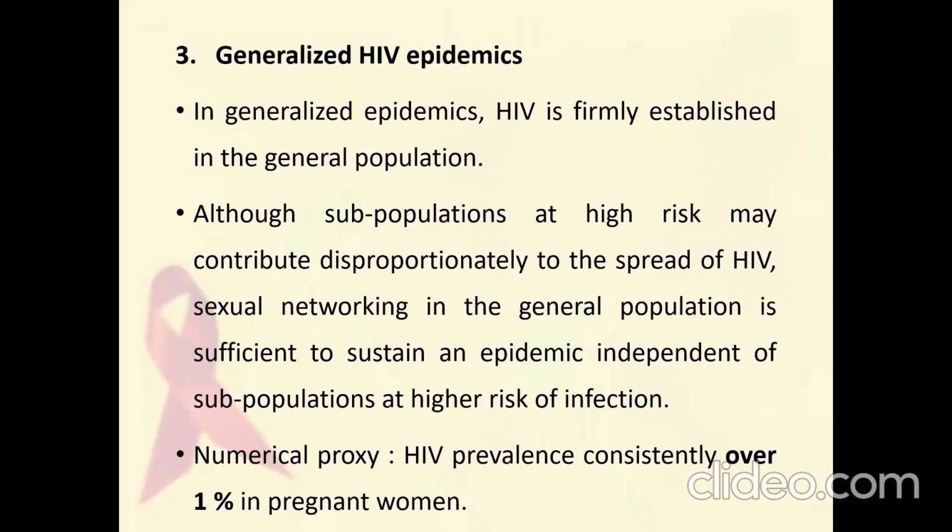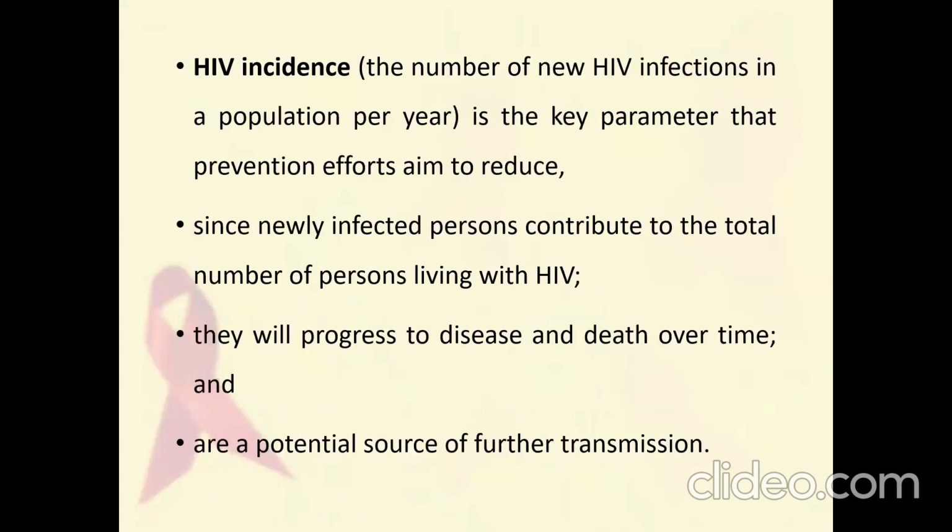Then generalized HIV epidemics. In generalized epidemics, HIV is firmly established in the general population. Although subpopulations at high risk may contribute disproportionately to the spread of HIV, the sexual networking in the general population is sufficient to sustain an epidemic independent of subpopulations at higher risk of infection. Its numerical proxy, that is its prevalence, is consistently over 1% in pregnant women.